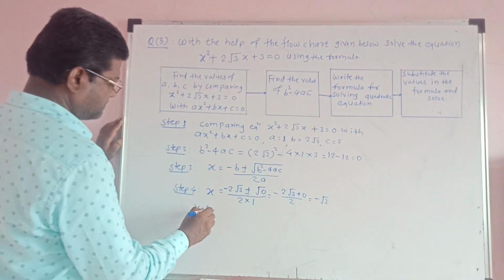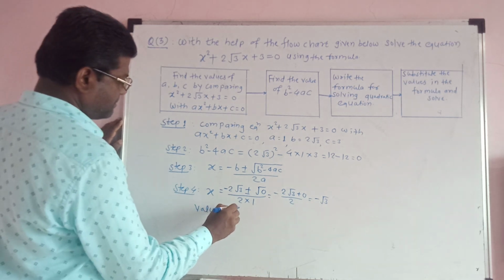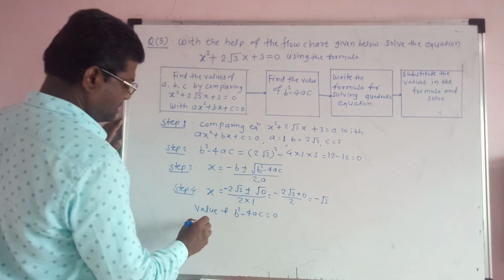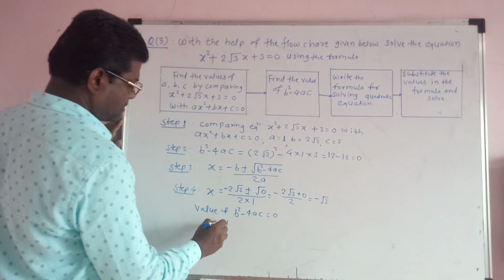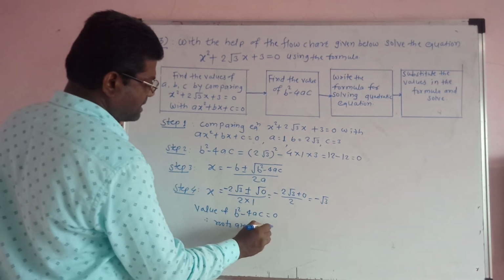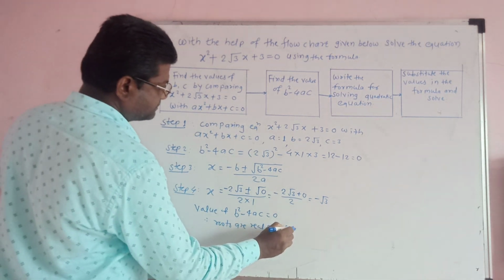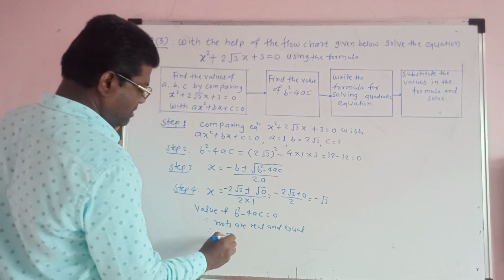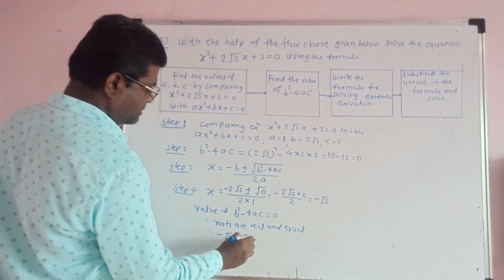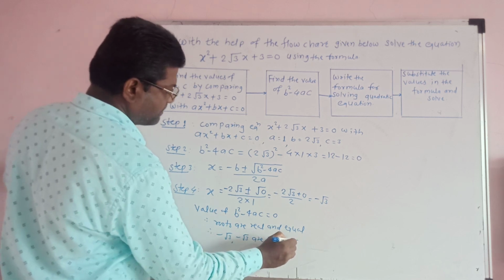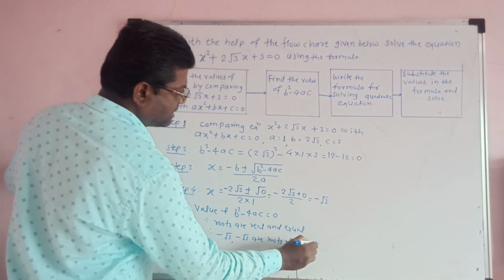Value of b square minus 4ac is equal to 0. Therefore roots are real and equal. Therefore minus root 3 comma minus root 3 are the roots of the given equation.